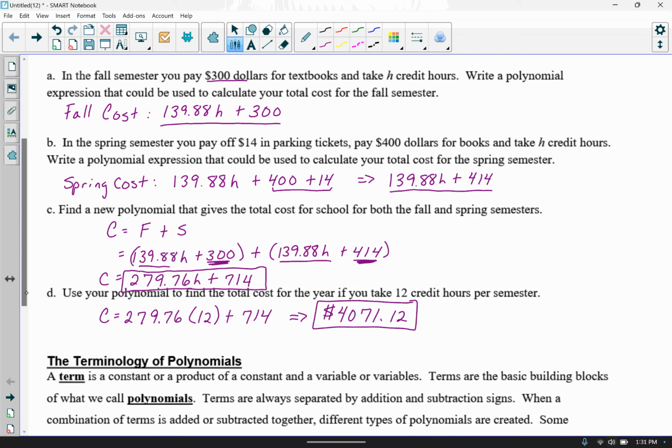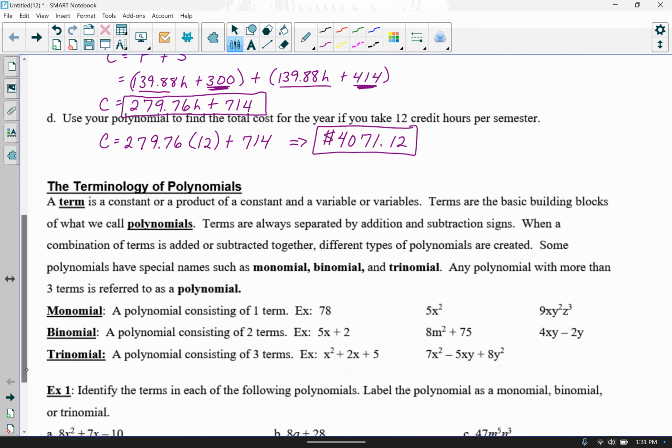Okay. All right, so I've already been utilizing some of the terms that you're going to see me start mentioning down below, but you'll be picking up some new ones as well. So some terms of polynomials. A term is just a constant or a product of a constant and a variable, or variables. Terms are the building blocks of what we call polynomials, and terms are always separated by addition and subtraction signs. And when the combination of terms is added or subtracted together, different types of polynomials are created. Some examples of polynomials are a monomial, a binomial, and a trinomial. And if you have more than 3 terms, you're referred to as a polynomial.